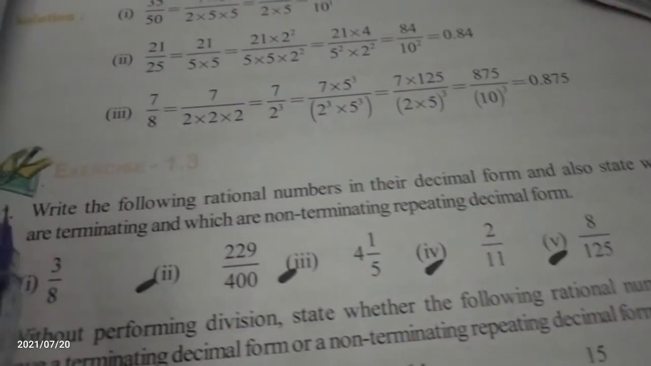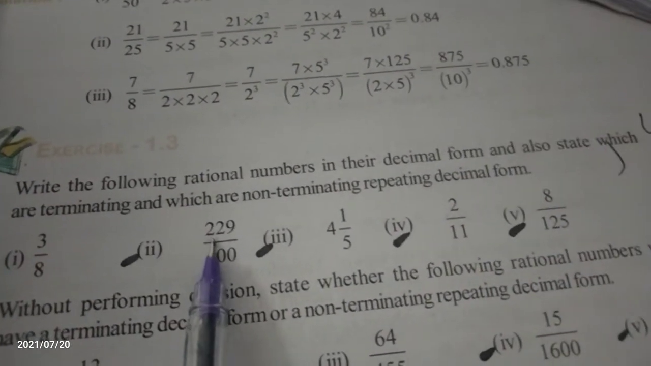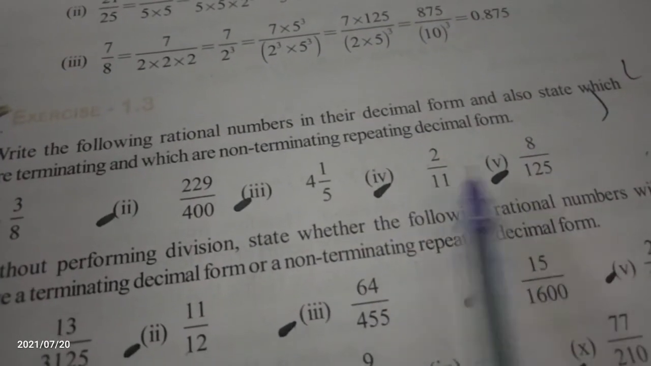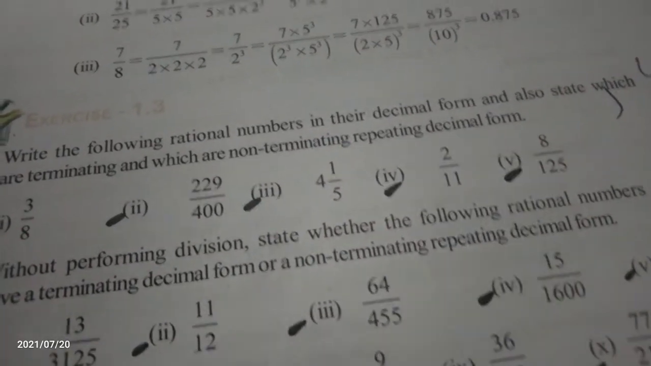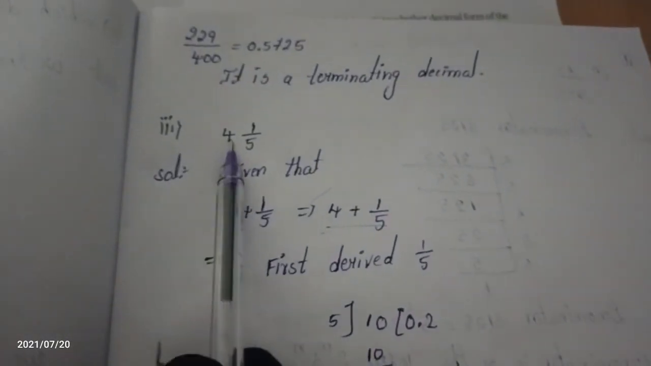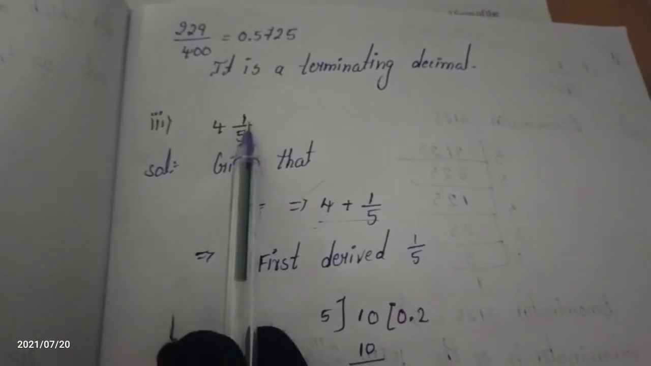We solved the first question and the second question. I will also explain the third question. For homework, you have to take the second one and fourth one, the last fourth one and fifth one. I am explaining one more. What is the question? 4 into 1 by 5.